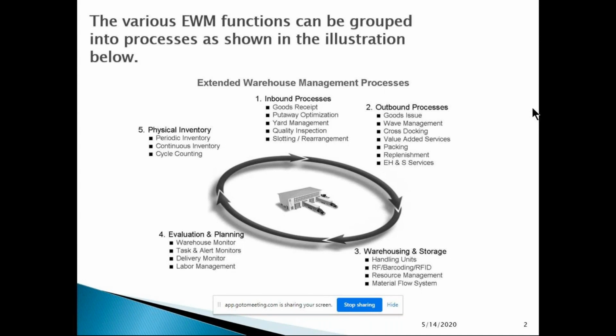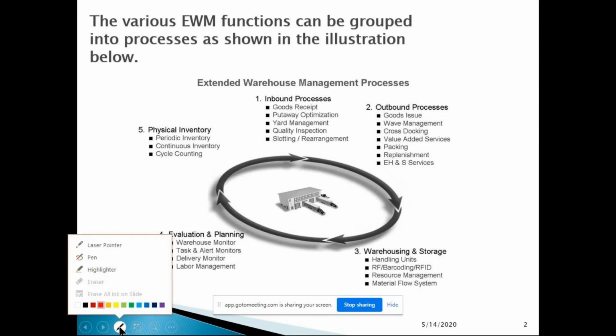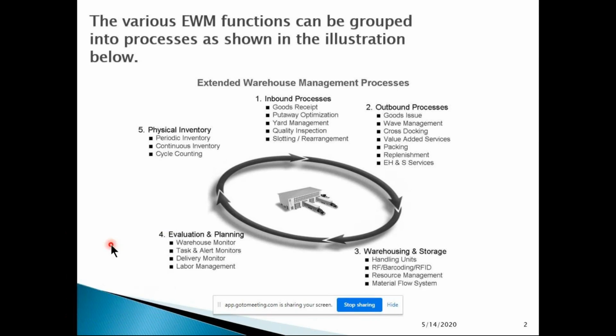So in warehousing and storage we have handling units, RF, barcodes, RFIDs, resource management, material flow systems, and other ad hoc movements, the material or stock transfers from one bin to another bin, and posting changes, and so on. So this is about the internal activities. Then you have evaluation and planning, where you have the warehouse monitor, task and alert monitors, delivery monitors, and labor management.